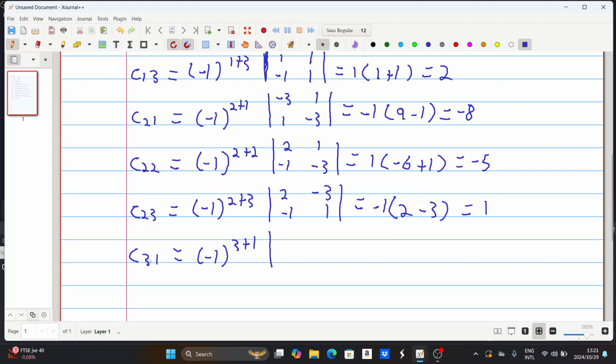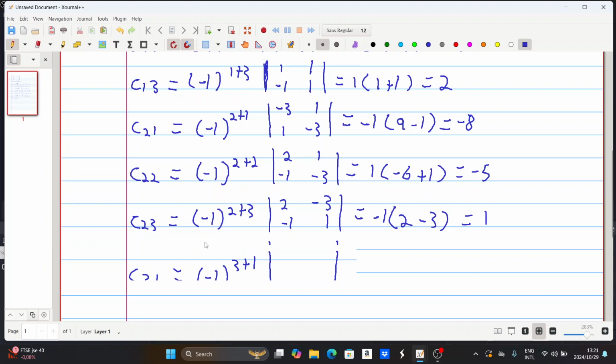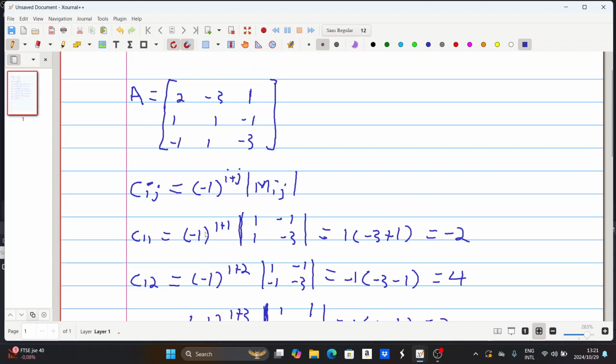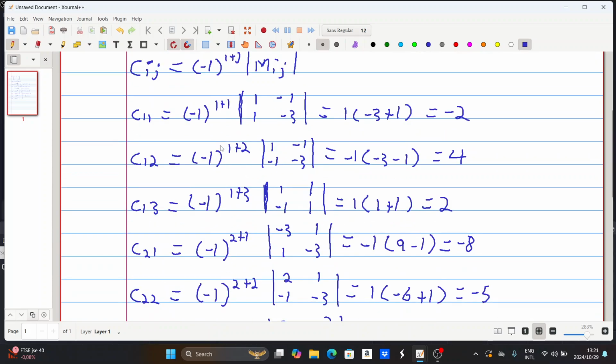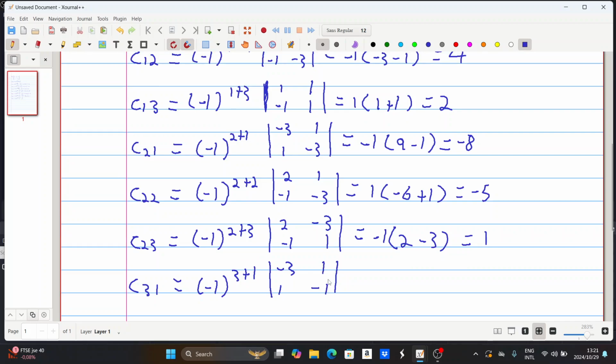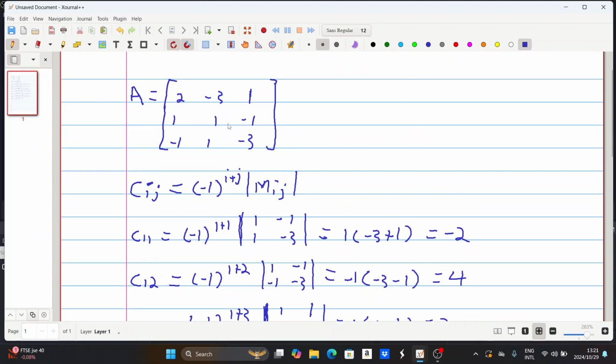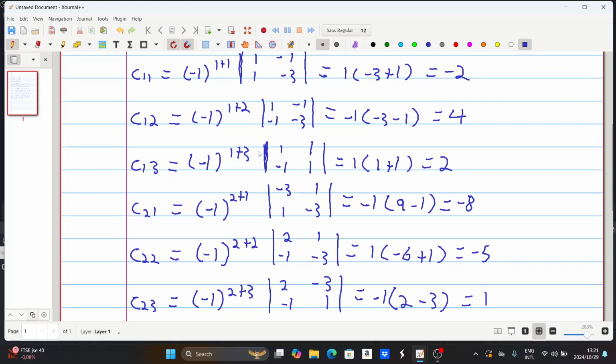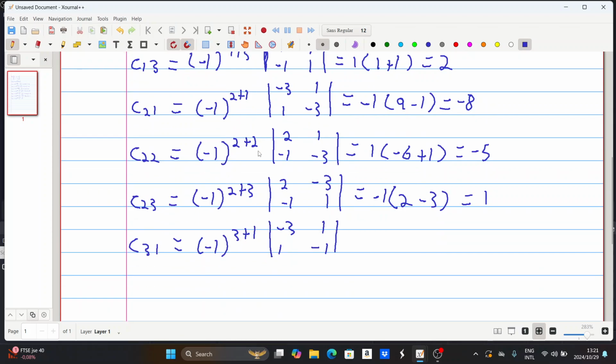These numbers we're always getting from here, row and column, row plus column, right? And then for 3,1, we'll check here. If we close here and close here, we have minus 3, 1, 1 and minus 1. Right, we can double check. So minus 3, 1, 1 and minus 1 is our minor.